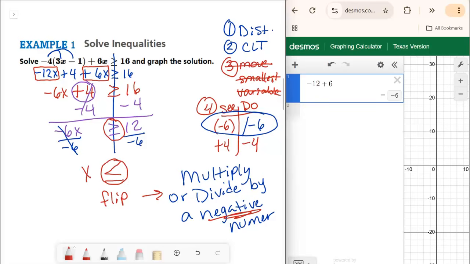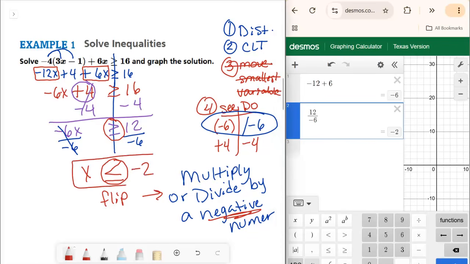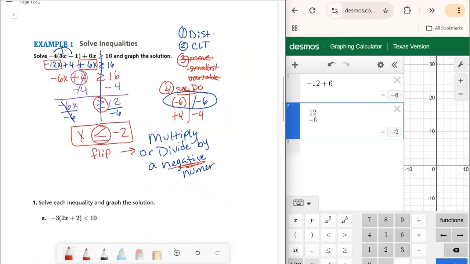So that gives me x less than or equal to, and then over here we put 12 divided by negative 6. That gives me a negative 2. Okay, so again, when you multiply or divide by a negative number, you must, it's a must, flip the inequality sign. Okay, let's practice one more.